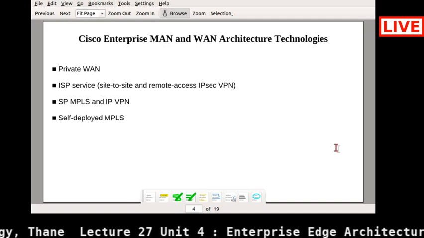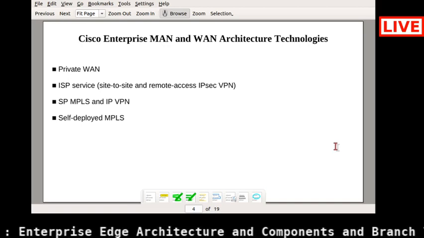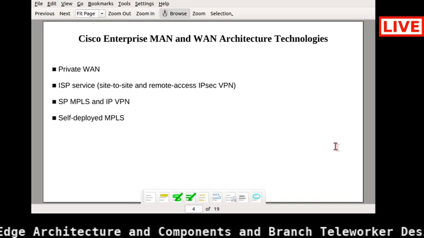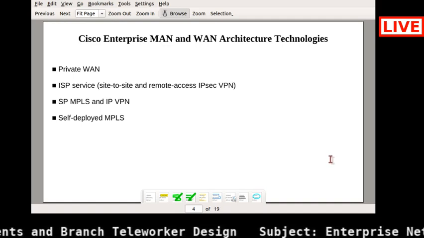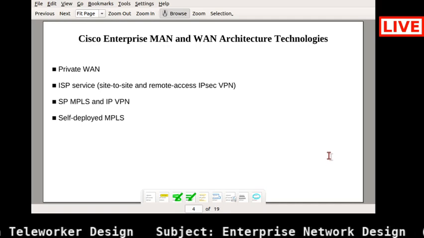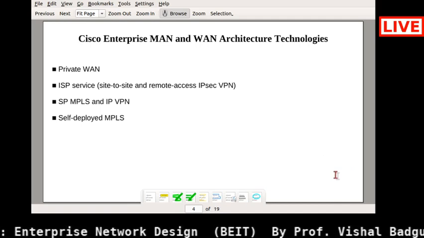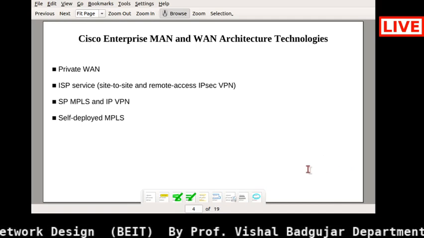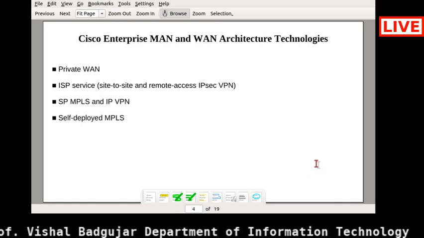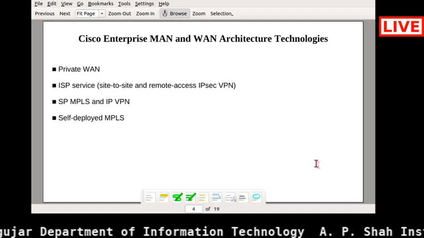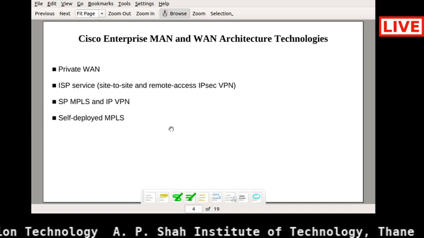Whenever we talk about the growth of the organization or enterprise, you also need to add new branches and new remote offices over the years. So according to that, you can think about this technology, service provider MPLS and IP VPN. It will be a good solution to connect all these offices, branches and teleworkers remotely. So MPLS and IP VPN, which is a network-based VPN, you can use.